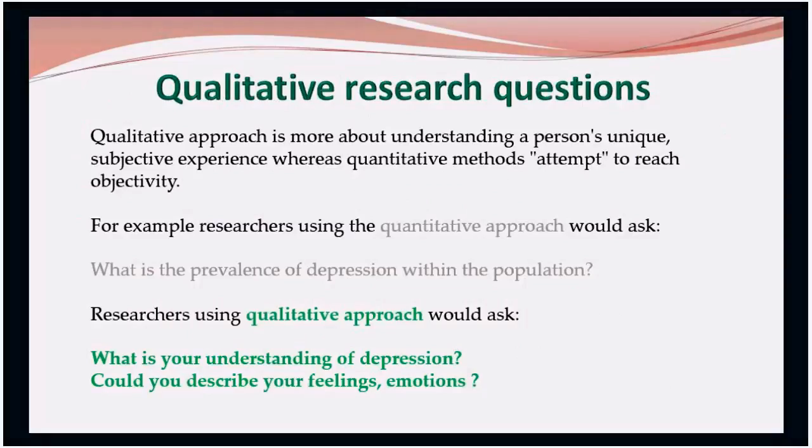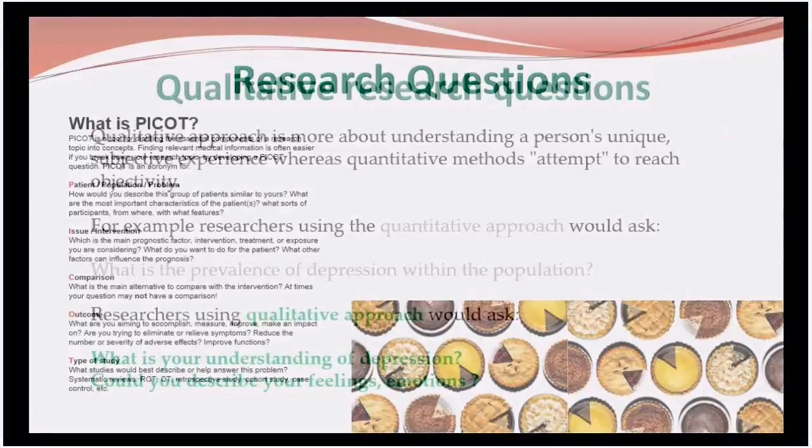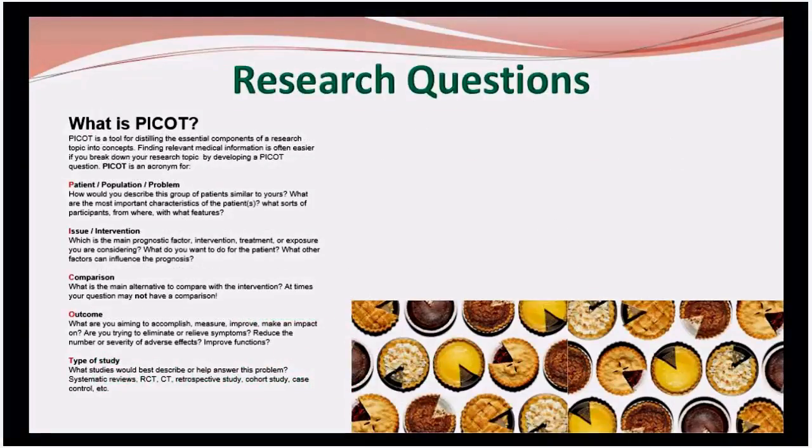So qualitative questions, I've put an example here to show you the difference between qualitative and quantitative. In a quantitative study, what is the prevalence of depression within the population? Researchers using the qualitative approach would ask, what is your understanding of depression, and could you describe your feelings and emotions? Okay, different approaches. So we are all familiar with the PICO way of defining questions: population, intervention, comparison, outcomes, and time.